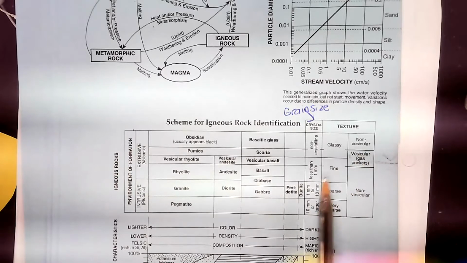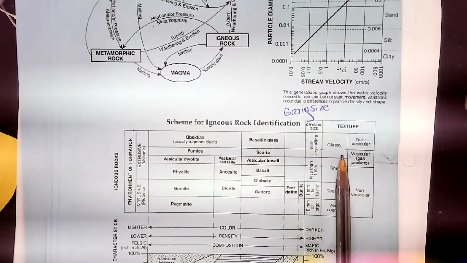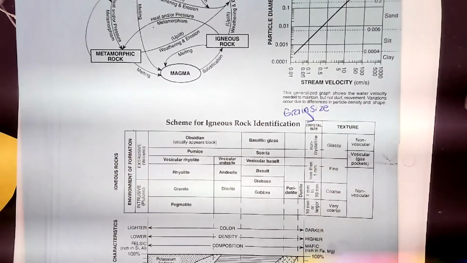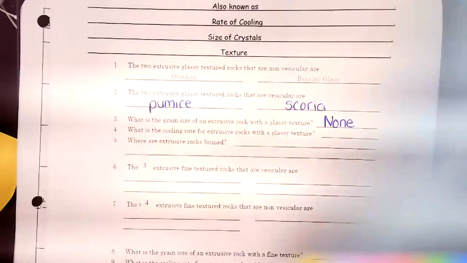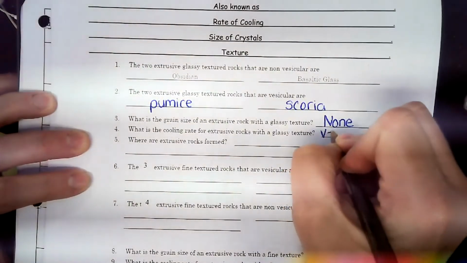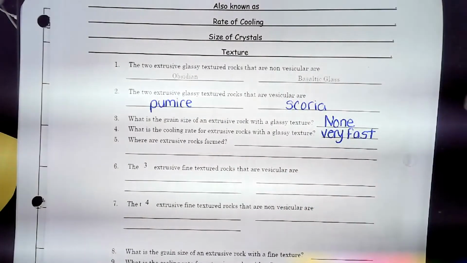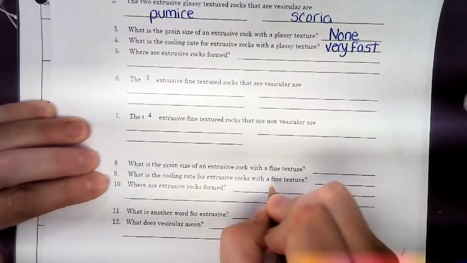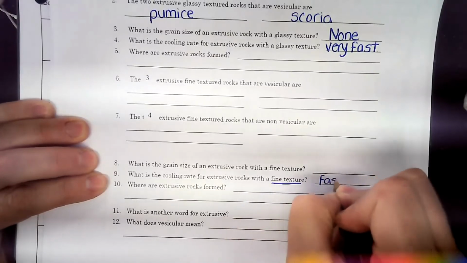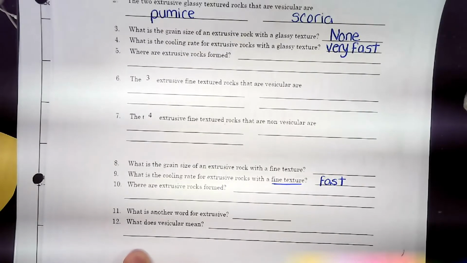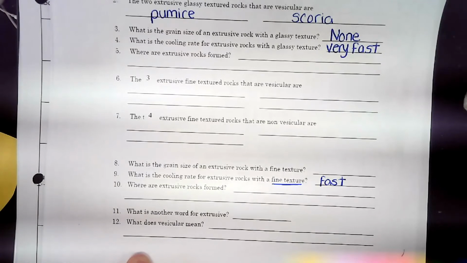Glassy, good. And how you should know that is there is zero time for crystals to form. They cool so fast that crystals can't even form, not even teeny tiny ones. So that's where that comes from. So what I want you to write for 4 is very fast. So add that "very" if you didn't have that in there. And then down here for 9, which asked about the ones with fine texture, you can just write that one as fast. So that you do remember that the very fast gives you glassy and just fast gives you teeny tiny crystals.